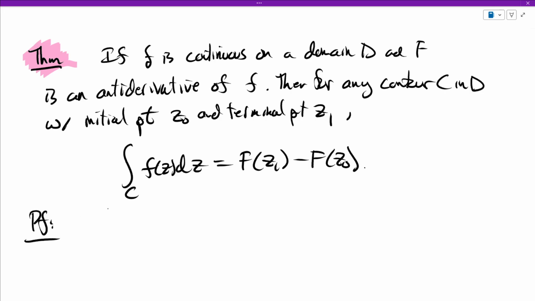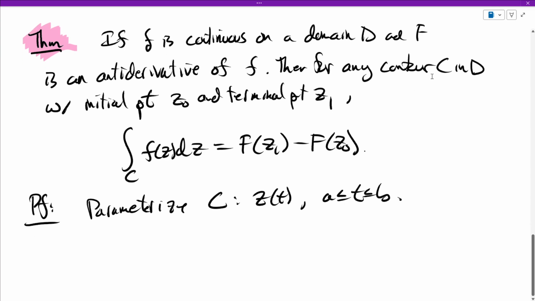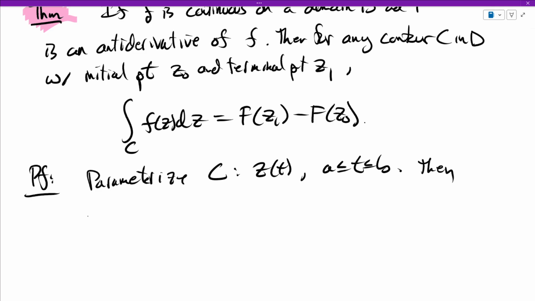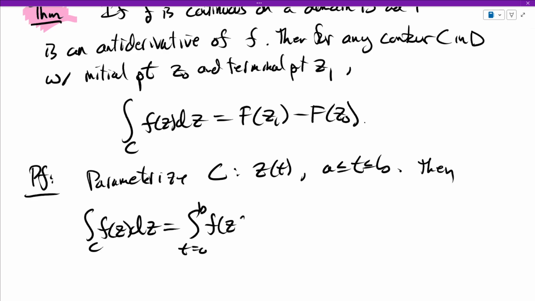So, a sketch of a proof at least. So parameterize. I never know if I put enough e's in the word parameterize. Parameterize C. So we have some parameterization, and I don't actually care about what the x and y's are, and it's on the time interval from a to b. Then this contour integral is by definition the integral from a to b of f of z of t, z prime of t dt.